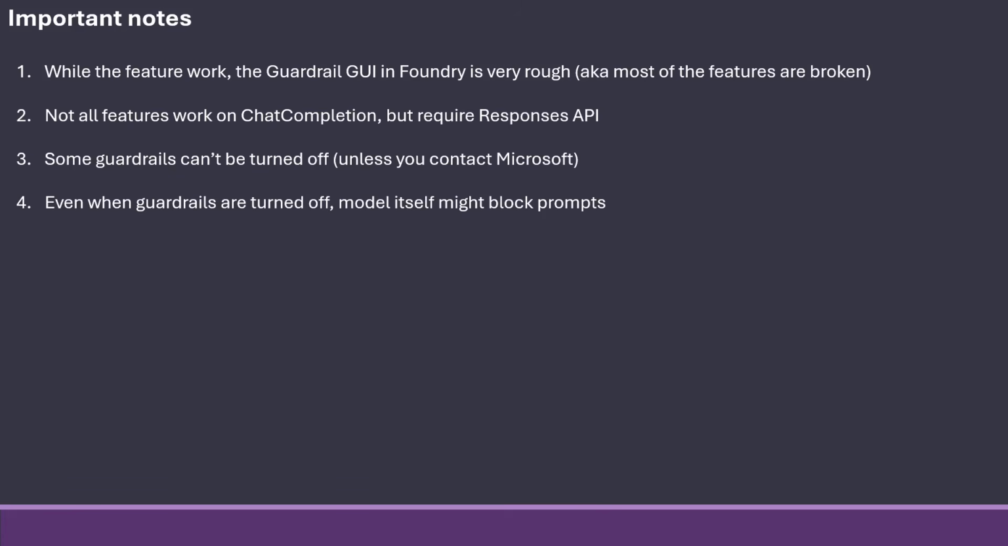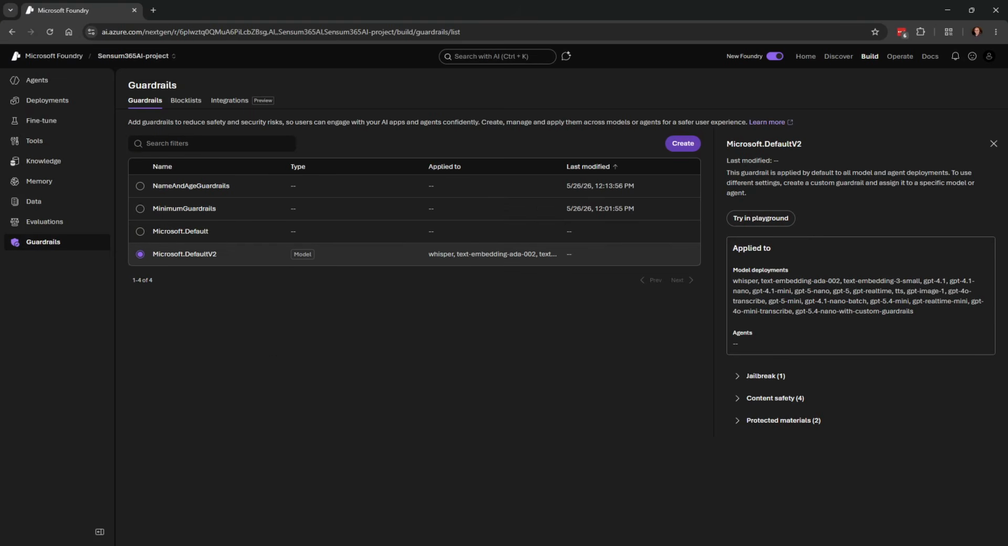And even if guardrails are turned off, sometimes the models will actually block the prompts themselves, because the models are built in to have certain guardrails about certain topics. So it's not like if the guardrails are off that you suddenly are 100% secure. It might be that the model will actually block you from doing it as well. But let's see the portal and some demos.